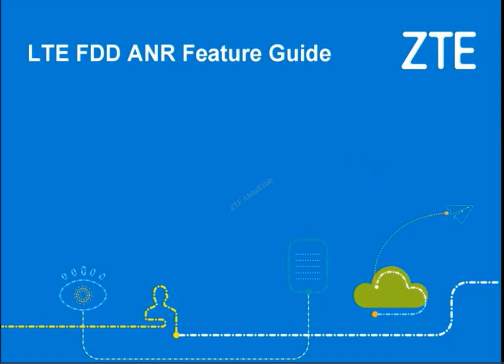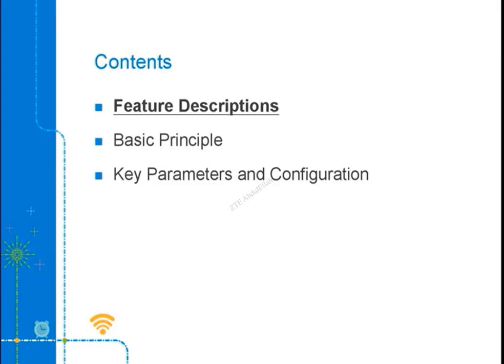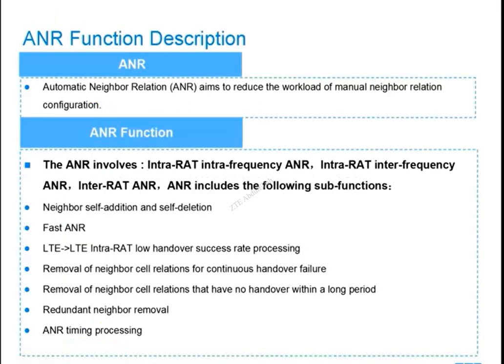This course is the LTE FDD ANR Feature Guide. In this course, we will introduce the ANR feature and its basic principle. Later, we will introduce the key parameters and how to configure this function. ANR stands for Automatic Neighbor Relation. It's one of the features.